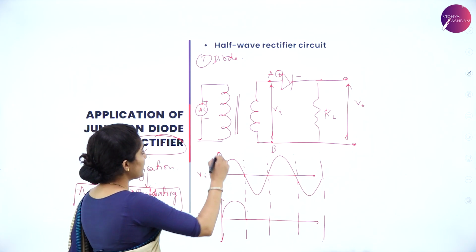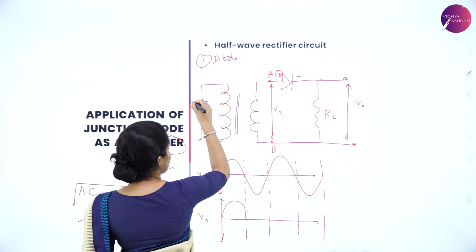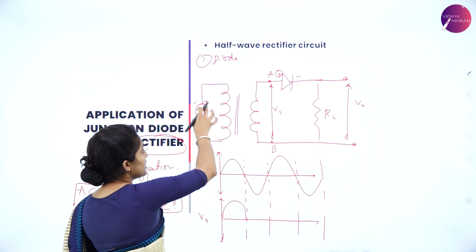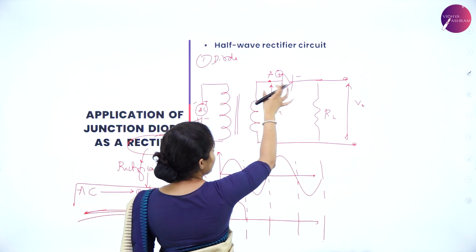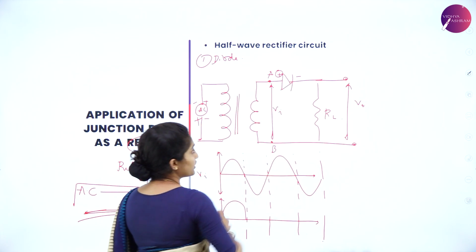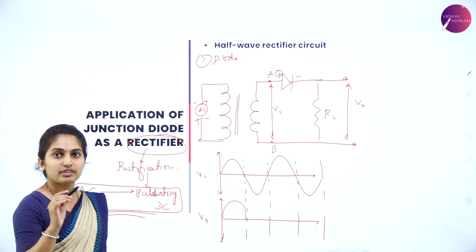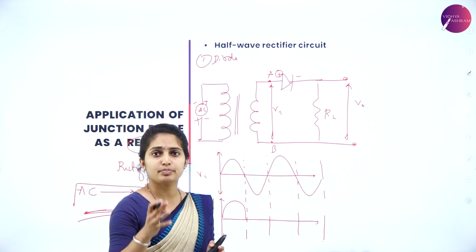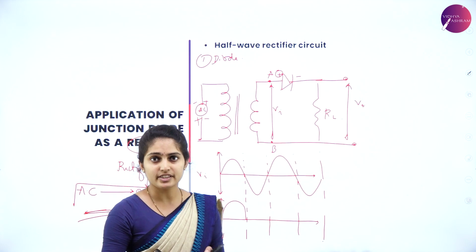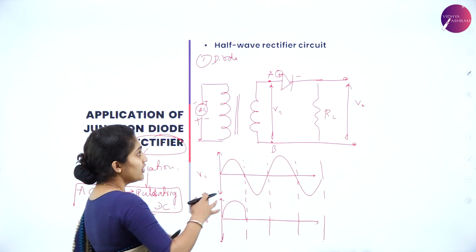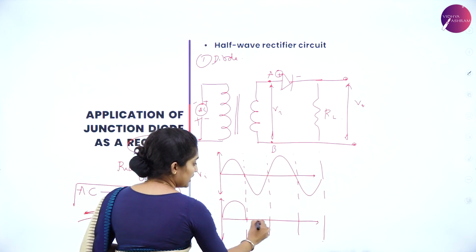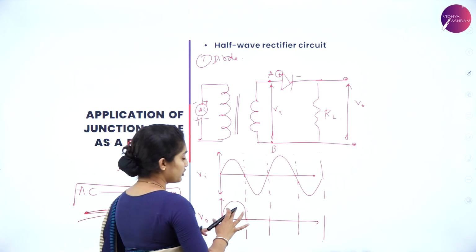In the second half cycle, this turns negative and that turns positive. At that time, a negative signal is connected to the negative of the diode. So you have a negative half cycle. Whenever a negative signal is applied to the positive of the diode, that is called reverse biasing. Whenever reverse bias happens, there is no conduction, so you don't have any output over there.